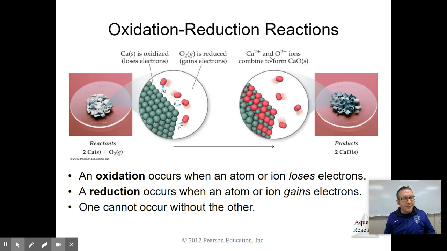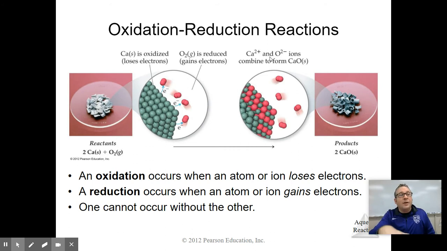Just hang tight. I've got one other thing I want to get out of the way before we go any further. Like I said, calcium was oxidized, oxygen was reduced. Here's what you need to put in the back of your mind. Since calcium was oxidized and oxygen was reduced, that means that oxygen was the oxidizing agent and calcium was the reducing agent.